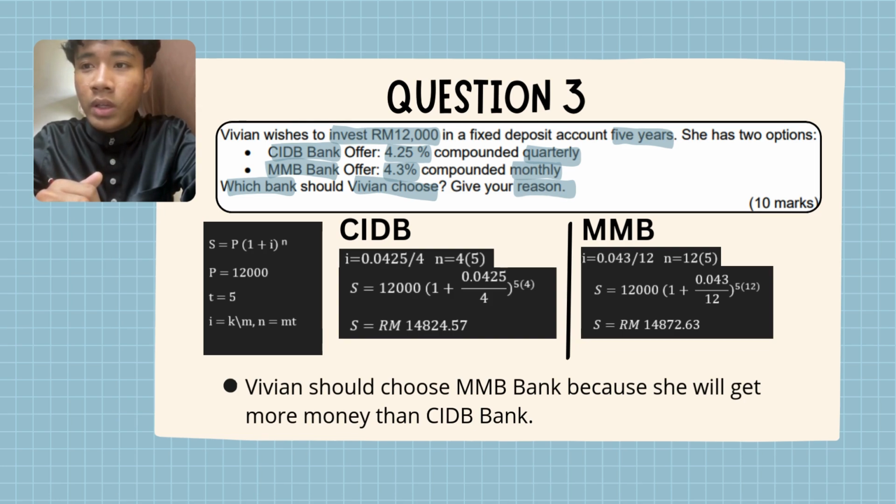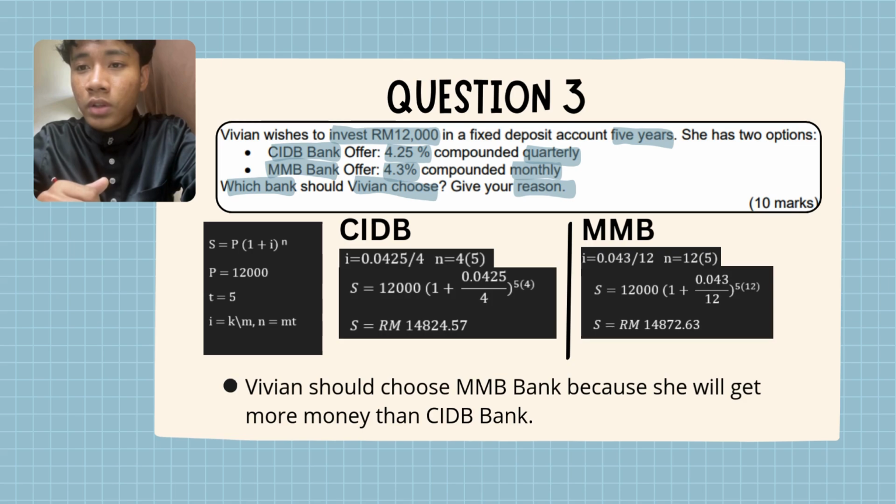And the keywords we get in this question are principal equal to 12,000, term equal to 5, I equal to, for CIDB Bank, I equal to 0.0425 over 4, and N equal to 4 multiplied by 5. For MMB Bank, I equal to 0.043 over 12, and N equal to 12 multiplied by 5.